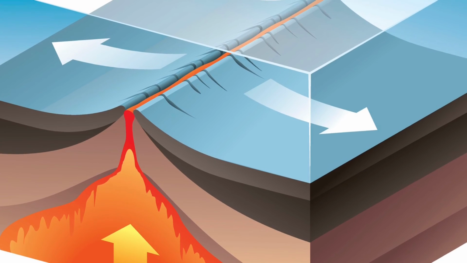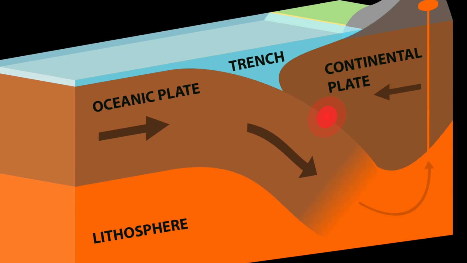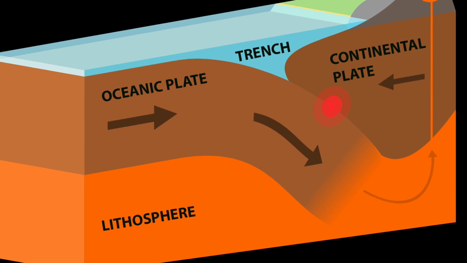Divergence is the motion when two plates move away from each other. Convergence is when two plates move towards each other.